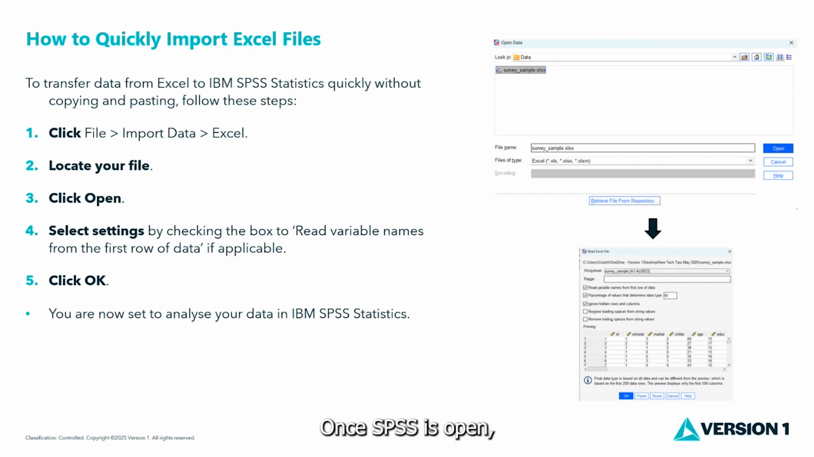Once SPSS is open, start by going to the File menu, then select Import Data, then select Excel. Now this will bring up the Open Data dialog box. Before you do anything else, go to Files of Type and make sure that you select Excel. And you should see your Excel file there. This is the file that I want to bring in. When I click on it, it will appear in the file name box. I'll just click on Open.